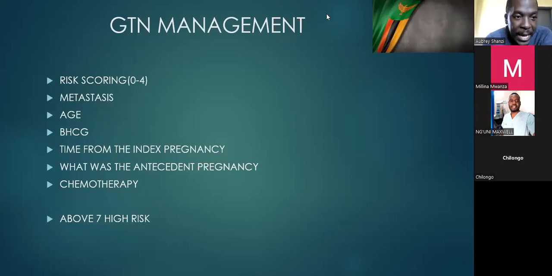I think I've mixed up a little bit there. So you have a complete mole, you follow up, then the beta HCGs become negative. You have to follow up for 6 months from the point they become negative. If they're still negative, then that patient is cured. They can go on and become pregnant.